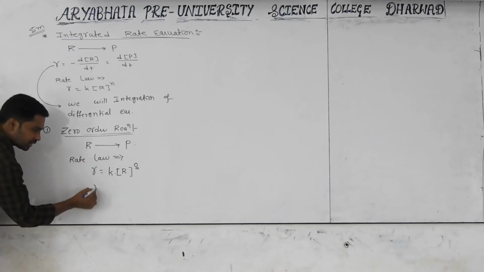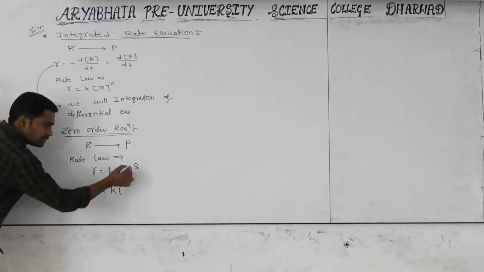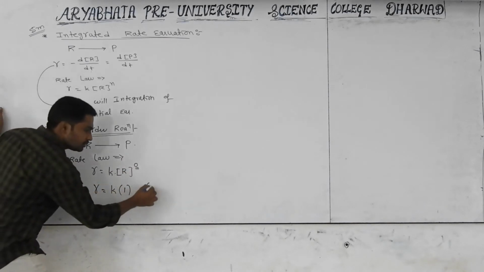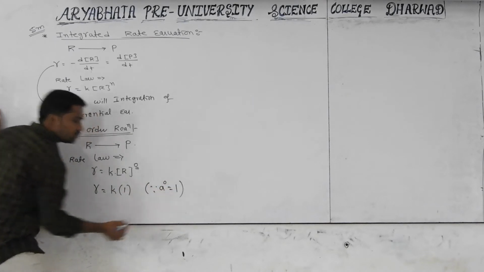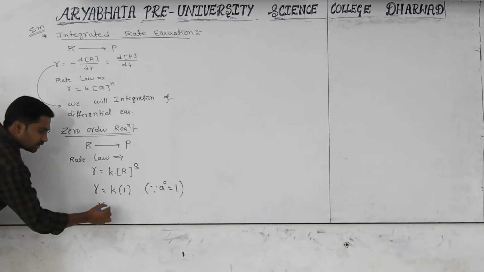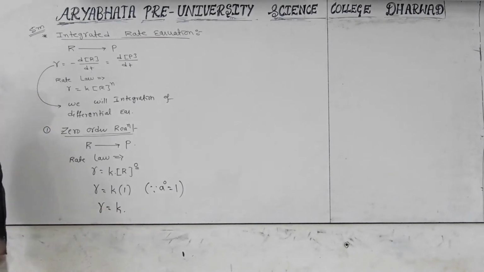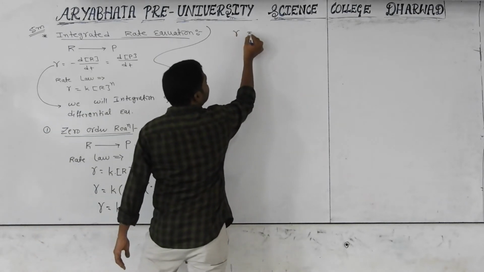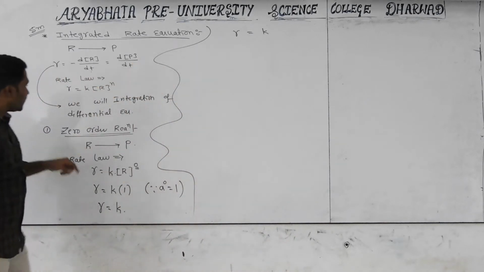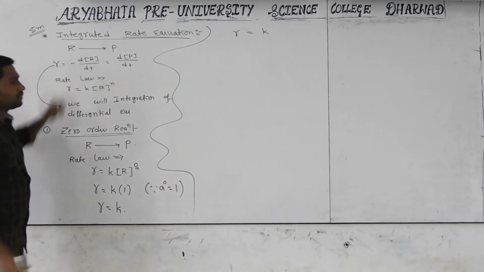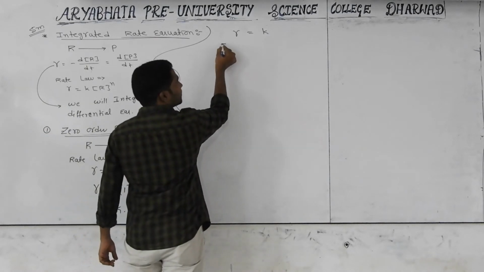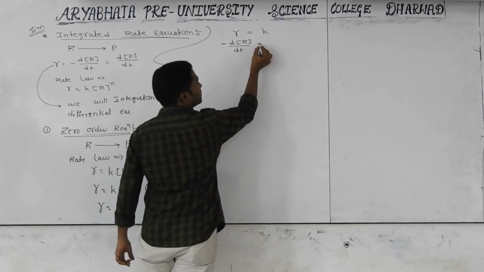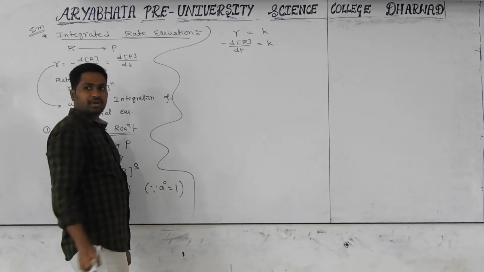Now we can do one more thing. R is equal to k into the reactant to the power 0, which can be written as 1. Is there any problem? No. Why? Because anything to the power 0 is equal to 1. So we get R is equal to the rate constant. But see carefully what I am writing. We got R is equal to k. The rate of reaction in terms of differentiation is minus of change in concentration of reactant by time change, which is equal to k. Are you clear? Yes.